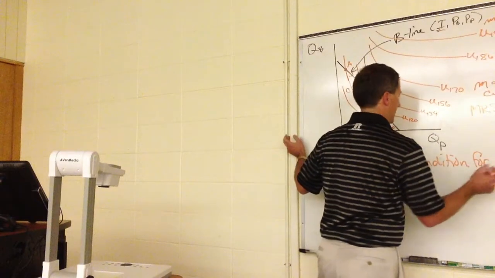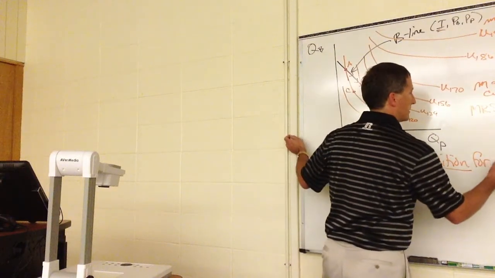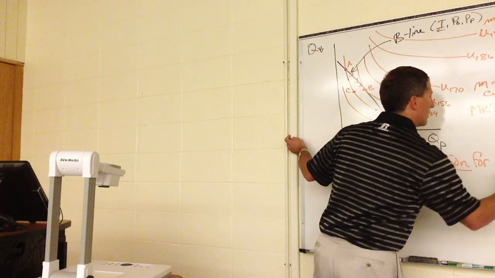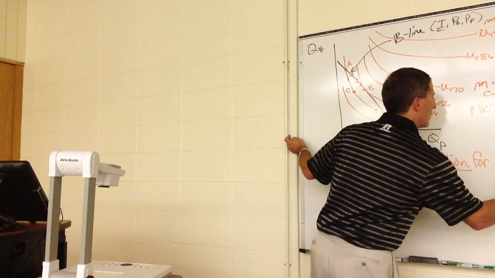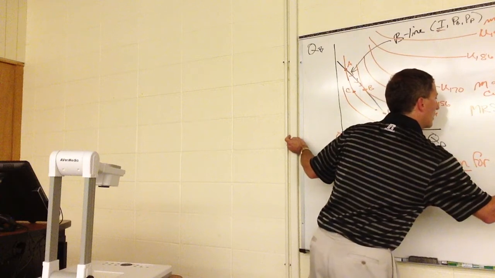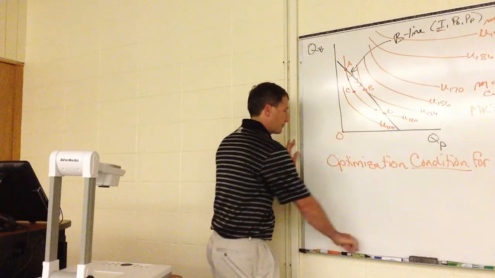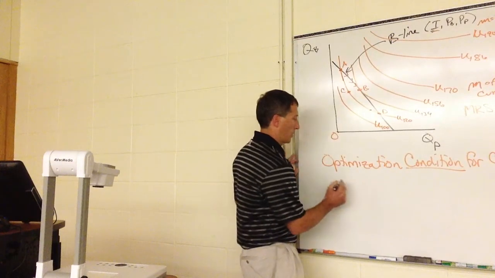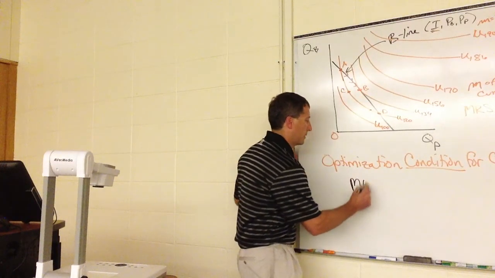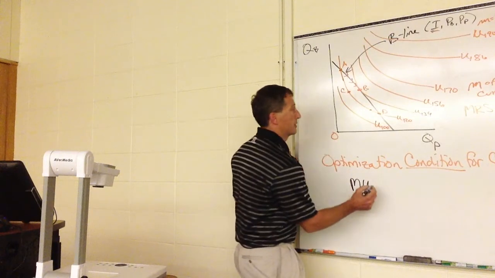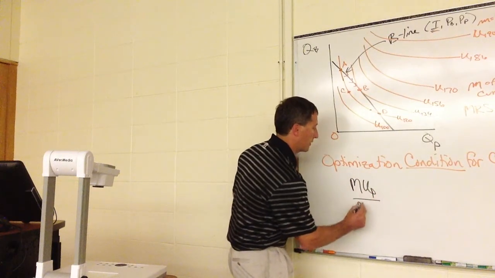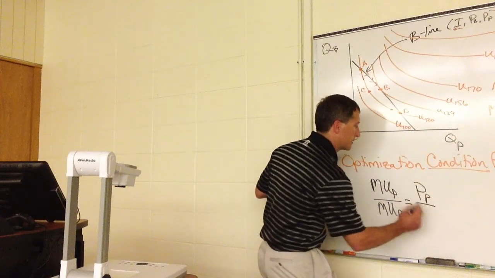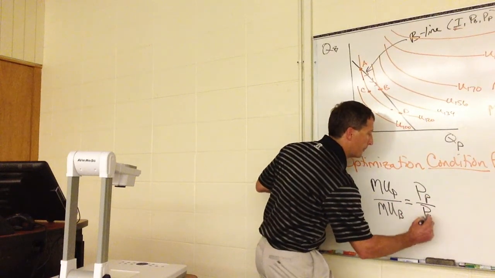The optimization condition for consumer equilibrium. So we're going to find the point where the marginal utility of pizza over the marginal utility of beer is equal to the price of pizza over the price of beer.